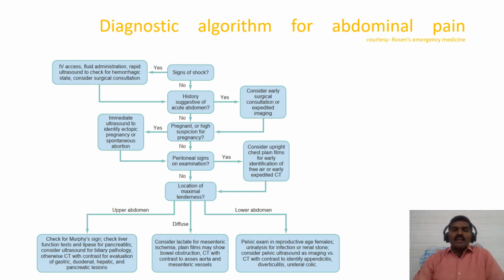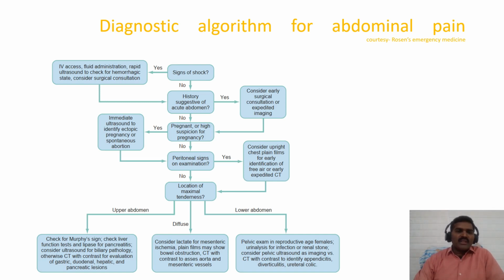Peritoneal signs are absent. Look for location of maximal tenderness. If it is in the upper abdomen, check for Murphy's sign, check liver function tests, lipase for pancreatitis, consider ultrasound for biliary pathology. Otherwise, CT with contrast for evaluation of gastric, duodenal, hepatic, and pancreatic lesions. If the pain is diffuse, consider lactate for mesenteric ischemia.